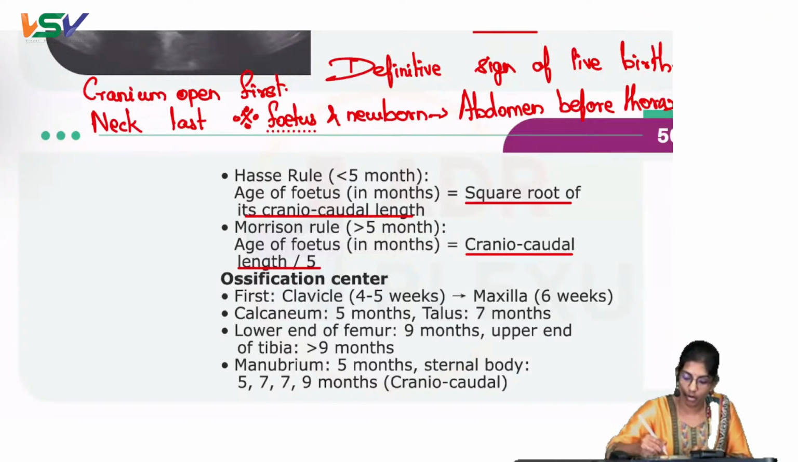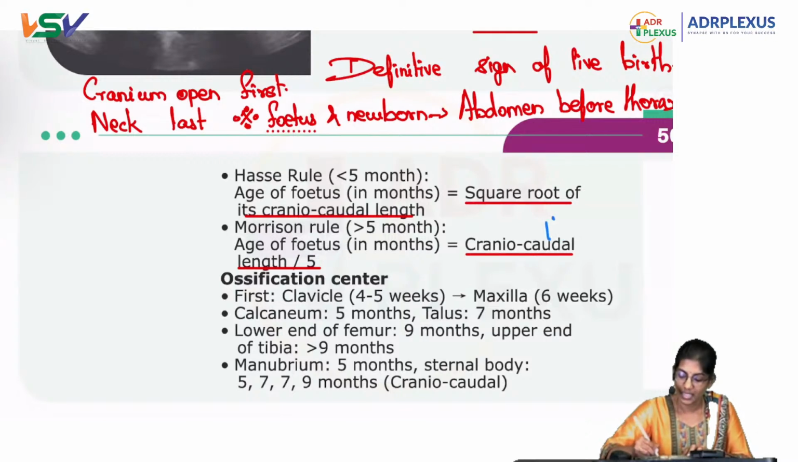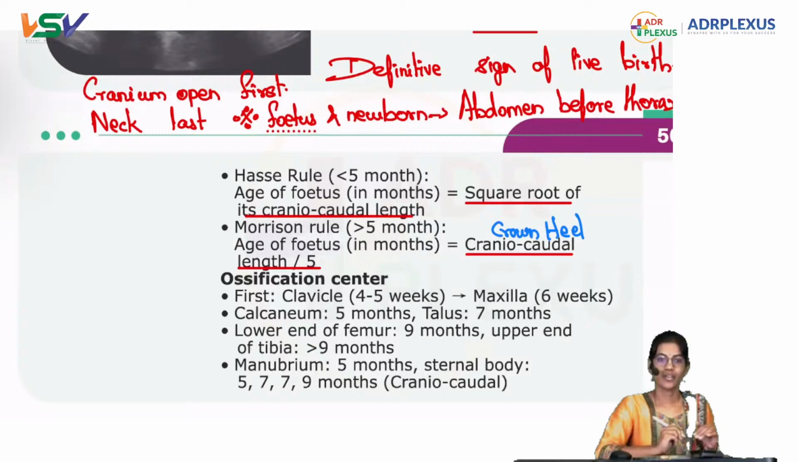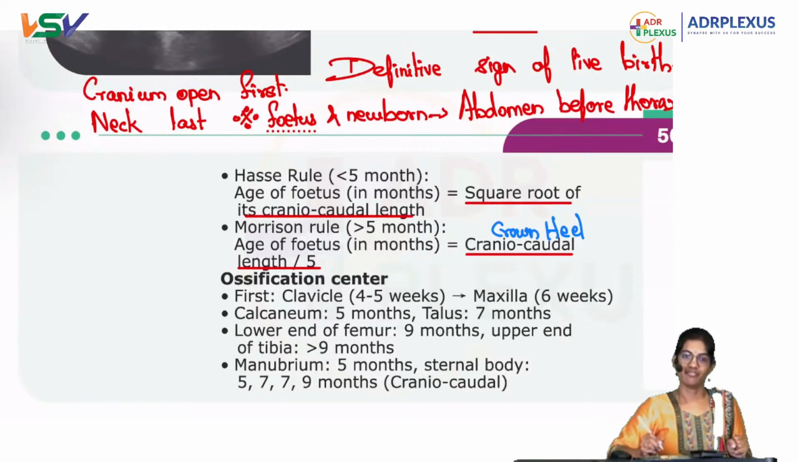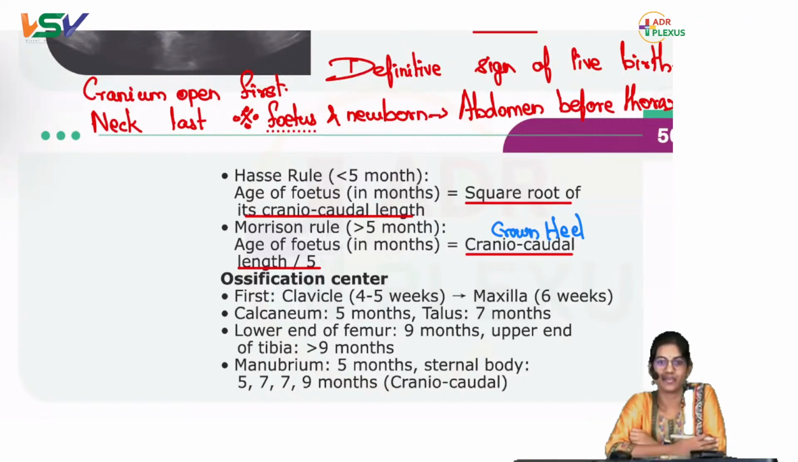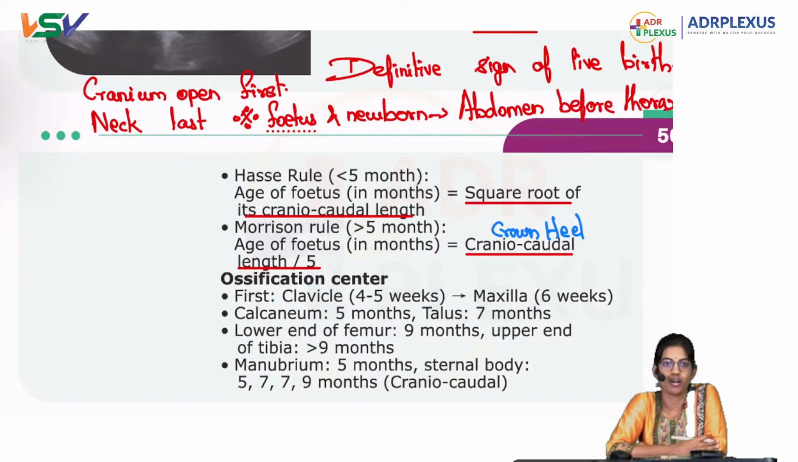When we say craniocaudal over here, we are talking about the heel. Head to heel, crown heel length. We are talking about the heel divided by 5. All right. Now, let's give you some exercise. Child is 30 centimeter long. What rule will you apply? And what is the age of the fetus in months?